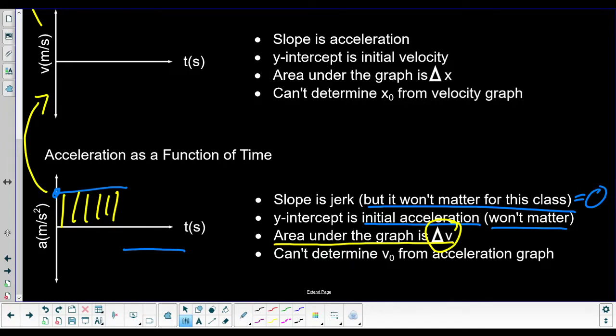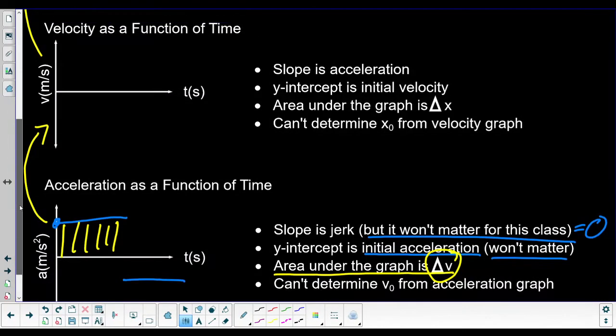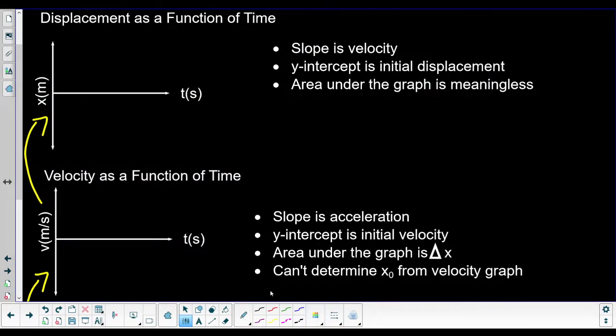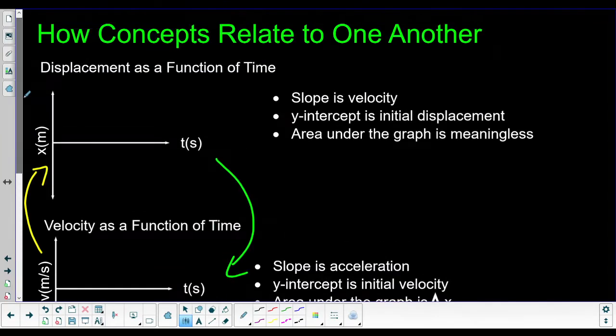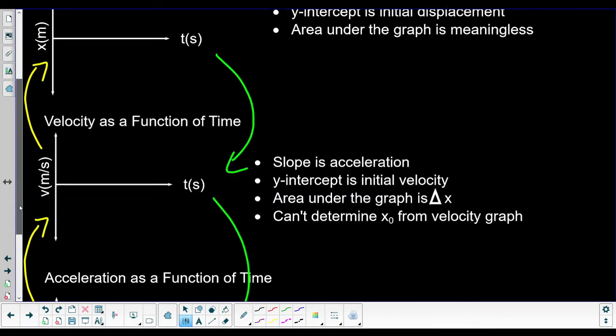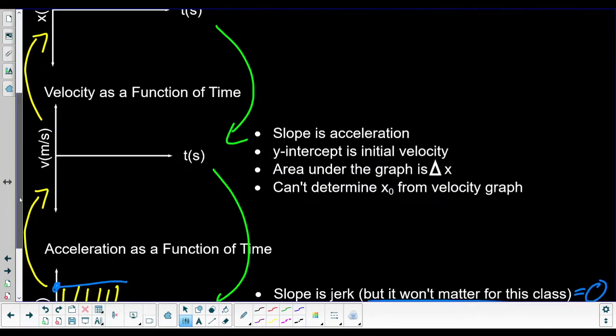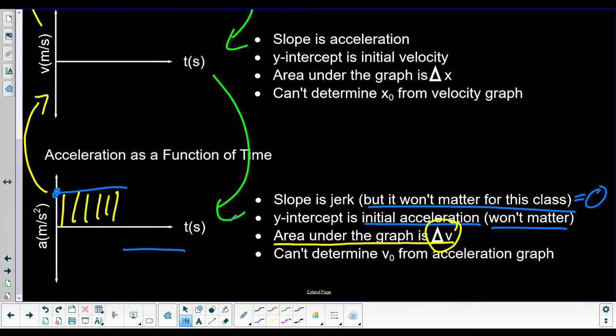In math, you would call it one derivative, right? But you're going back one step whenever you take an area. And then you can go the other direction. Every time you look at the slope, you move this way through the graphs, right? Slope of x versus t is v. Slope of v versus t is a. Slope of a versus t would be jerk, but we're not jerks, so we're not going to worry about it. Okay, so area is change in velocity.